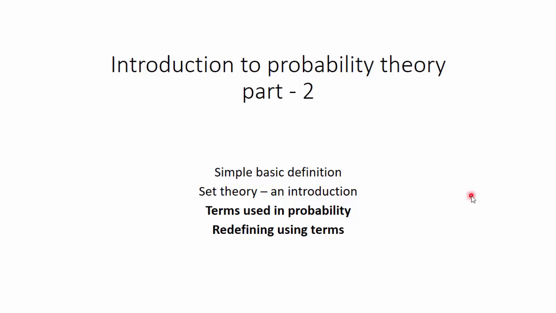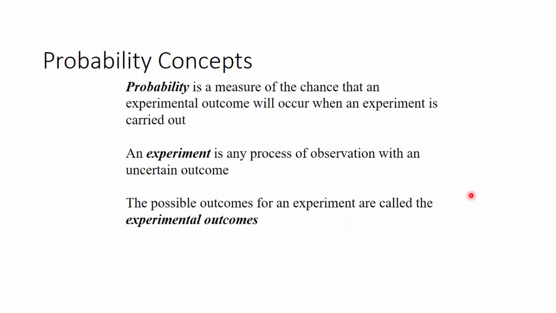Hello, this is part 2 of Introduction to Probability Theory, wherein we would be looking at the different terms used in probability and try to redefine probability using those terms. Well, if you recollect what probability is, it's basically the chance or the uncertainty that we give for a particular thing to happen or not happen. Well, how do we define probability in a more technical way?